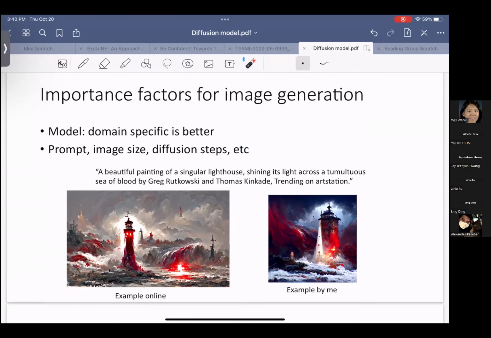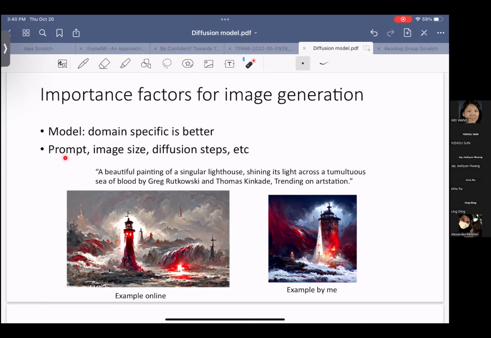Finally, I can show you some results I generated. This one on the left is what I picked online, generated using this prompt, basically asking for a lighthouse. What I generated is on the right, because I don't have too many computing resources, so I generated a smaller size of image. I would say there are multiple factors that are important for generating a good image. First of all, the most important one is definitely the model itself, right? We already talked about if it is domain specific, then the result should be better. If it's too general to incorporate all possible images, then it will be hard.